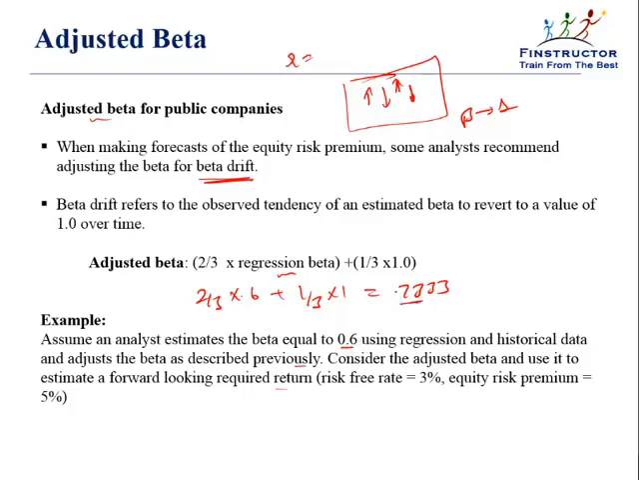And then we can use it in the CAPM model to calculate the required return on equity. So it will be 3 plus 0.7333 into (RM minus RF), which will come out to be approximately 6.65%.